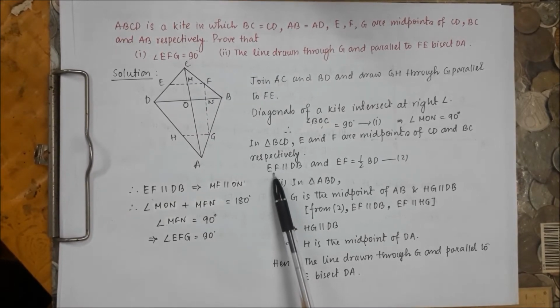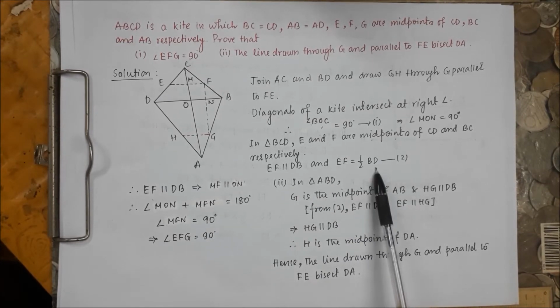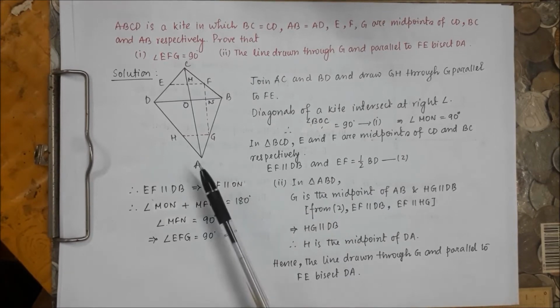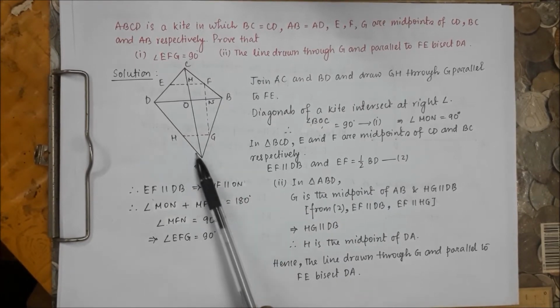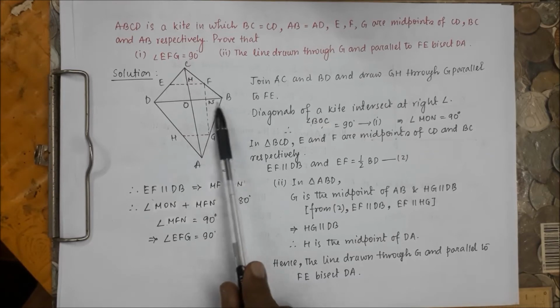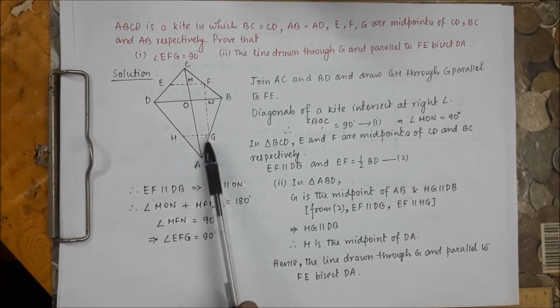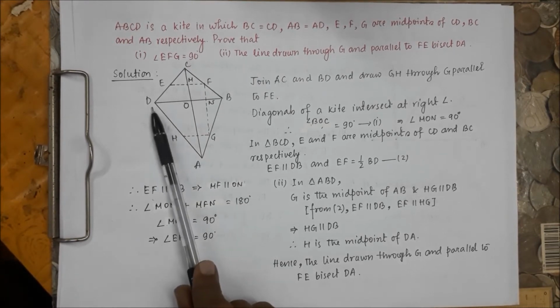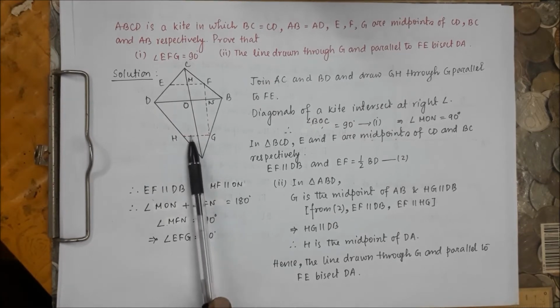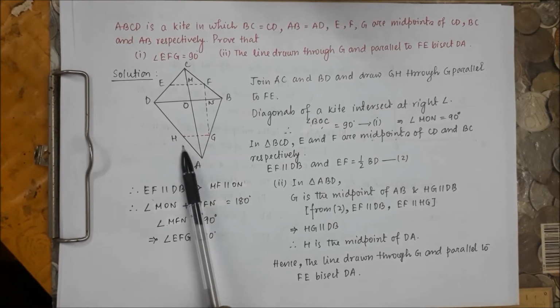Now in triangle BCD, E and F are the midpoints of CD and BC. Therefore, if you apply the midpoint theorem, you can say that EF is parallel to DB and EF equals half of BD. Now, in triangle ABD, G is the midpoint of AB and HG is parallel to DB. Therefore, by the converse of the midpoint theorem, H becomes the midpoint of DA. Hence, the line through G parallel to FE bisects DA.